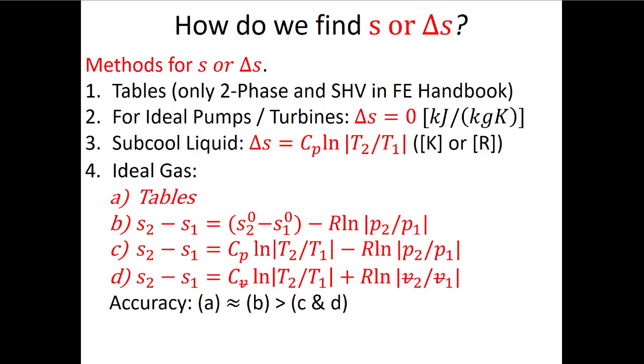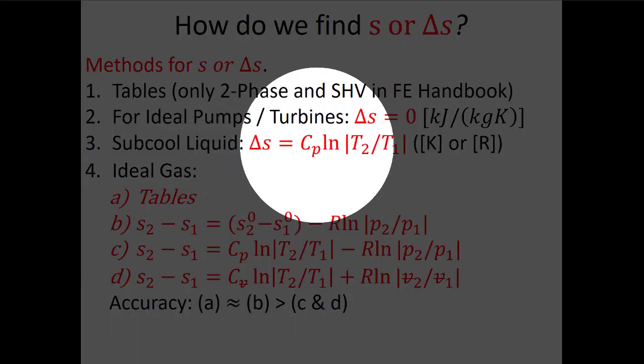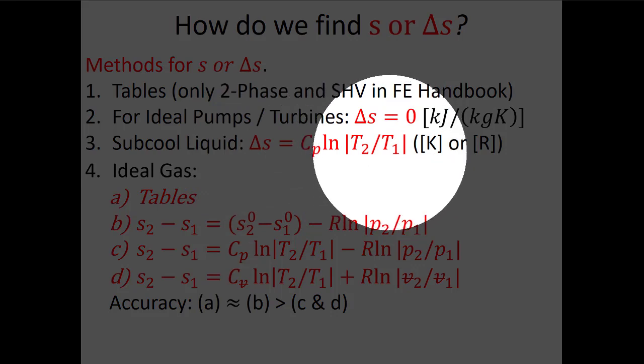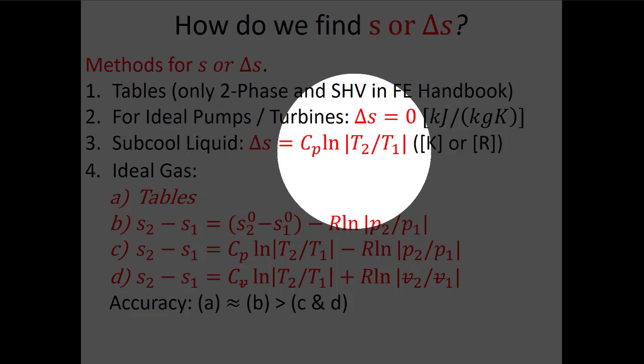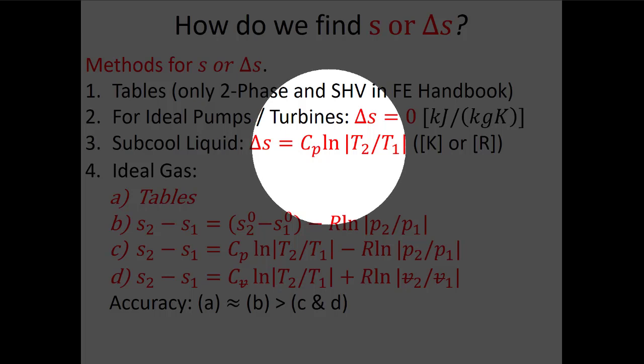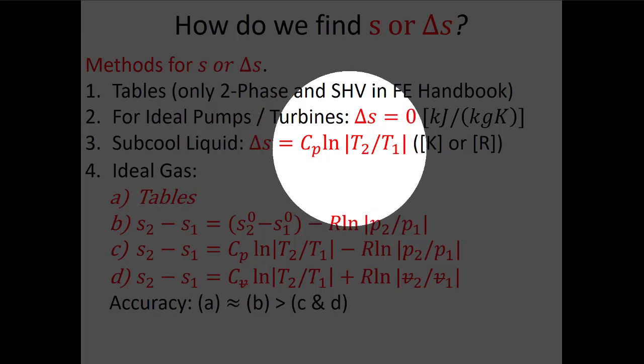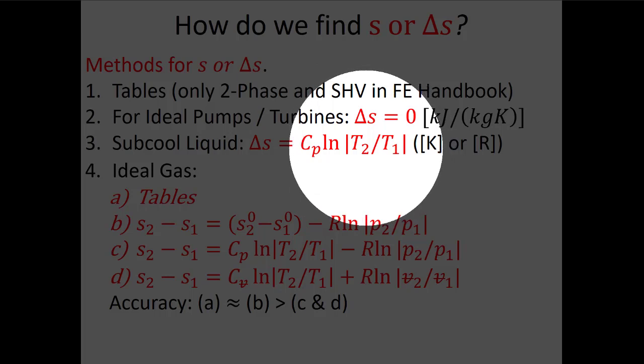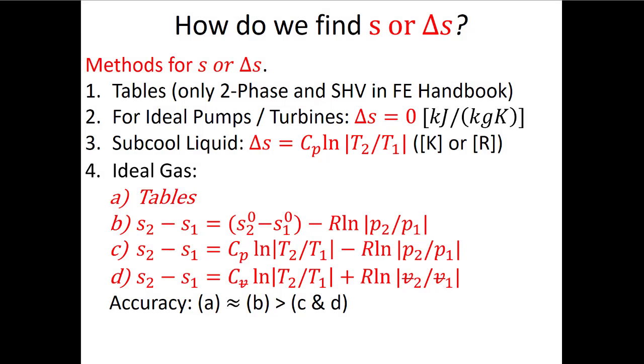For a subcooled liquid, we're going to have delta S is equal to Cp times the natural log of T2 divided by T1. Two things about this. It looks a little bit like that, remember delta H was Cp times delta T? Although now we have this natural log term instead of delta T. The other thing is that these are temperatures that stand alone. They're not changes in temperature. So we need to use Kelvin or Rankine when we're using that equation.